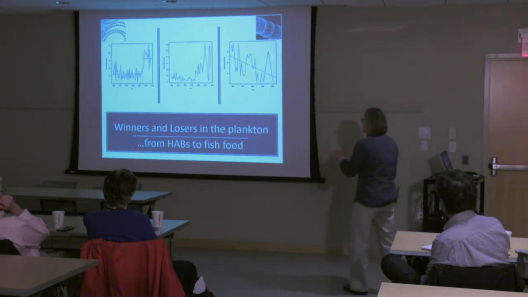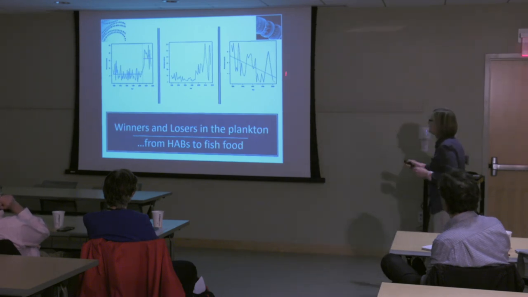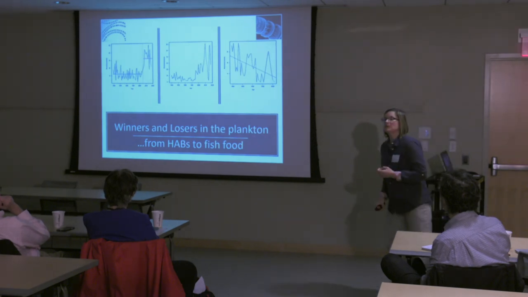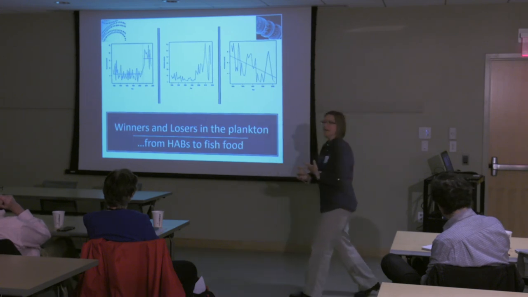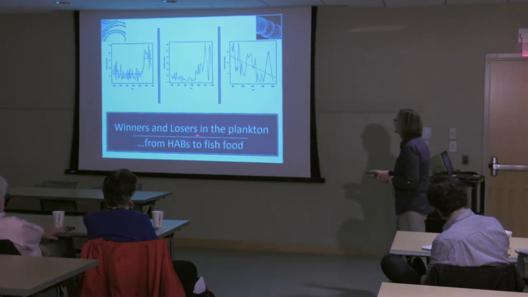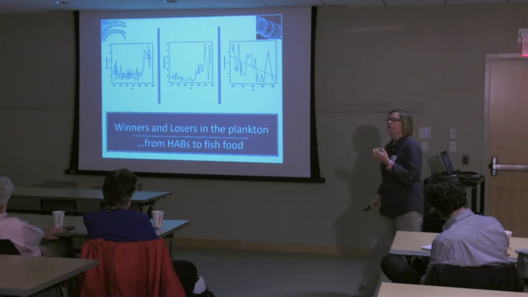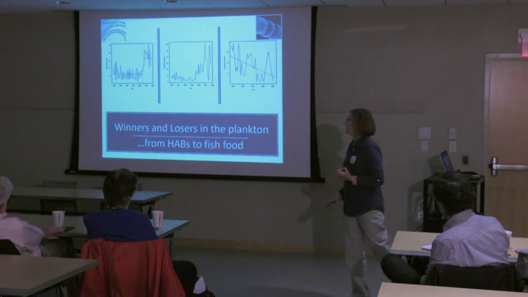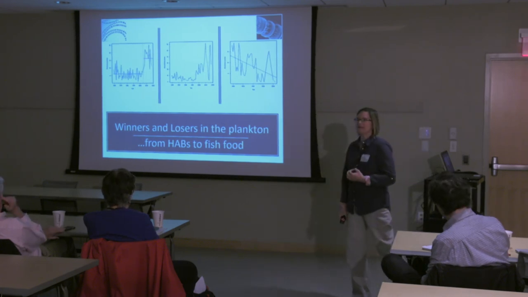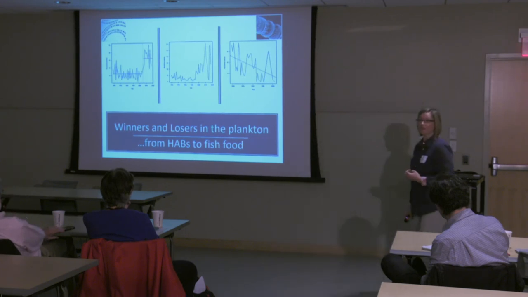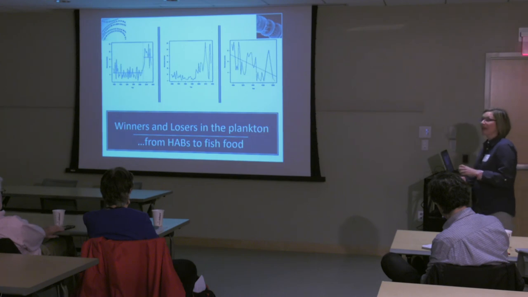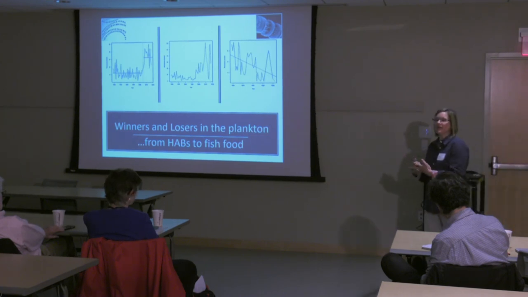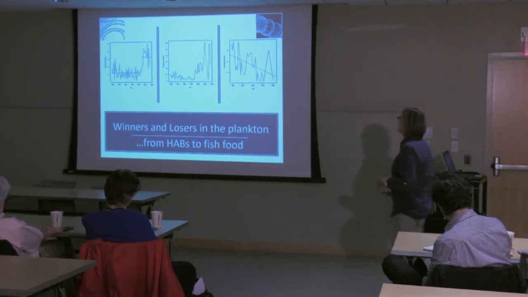Okay, so why do we care about this? These plankton that we're looking at form harmful algal blooms. That's toxic to humans. It can have great economic impact. And some of the plankton I'm looking at here are really key pieces of the food web in terms of feeding the rich fishery in the estuary. So these winners and losers are also the good and the bad. And how they line up can have a big influence on humans.